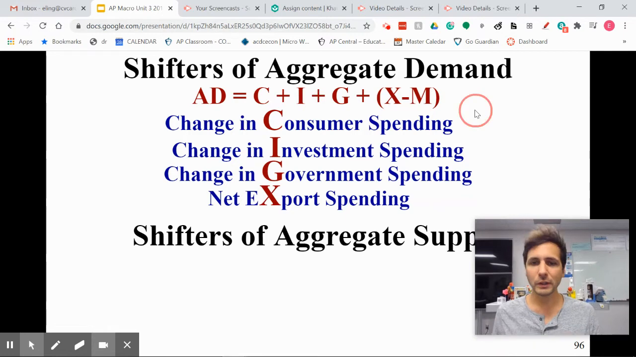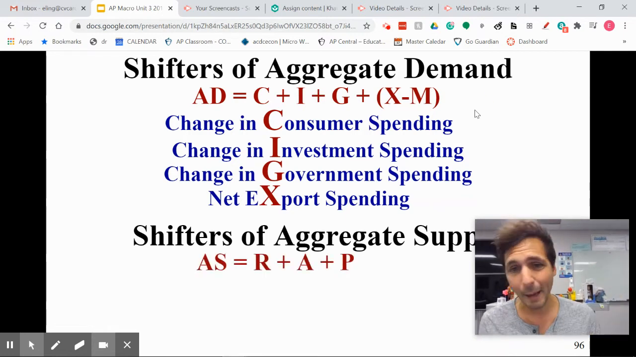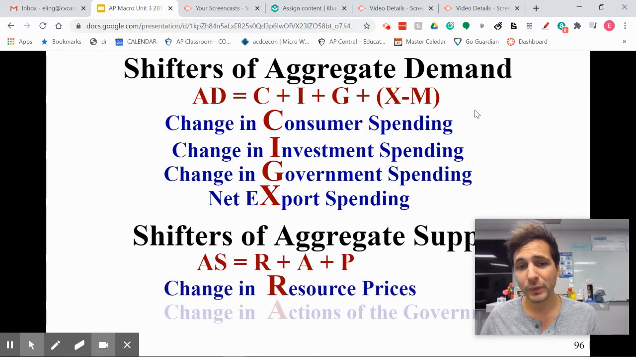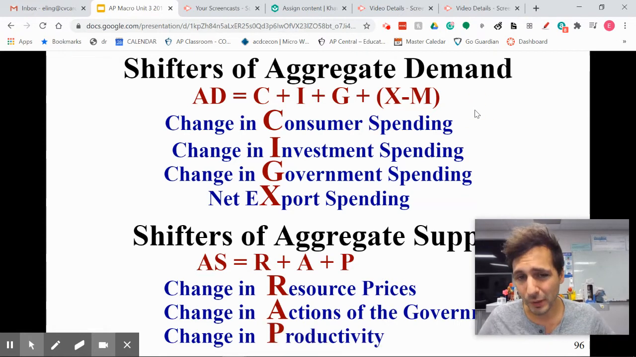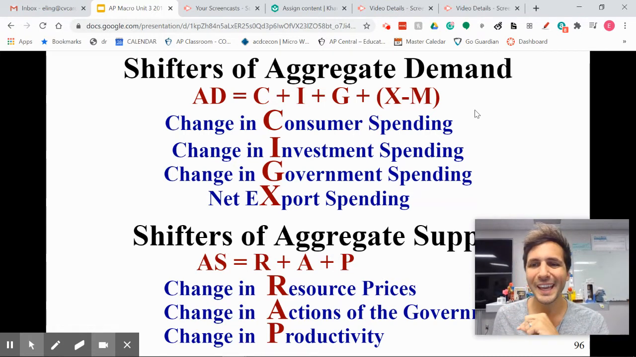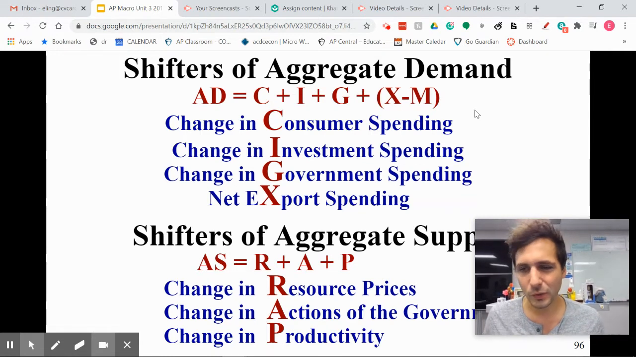Okay, there's also three shifters of aggregate supply you know already, which is RAP. Resource prices, actions of the government, and productivity. Resource prices is normally some big resource like oil. They love the oil resource as one of these that many businesses use. Or it's wages. So the wages of employees is a big resource price that impacts all businesses.